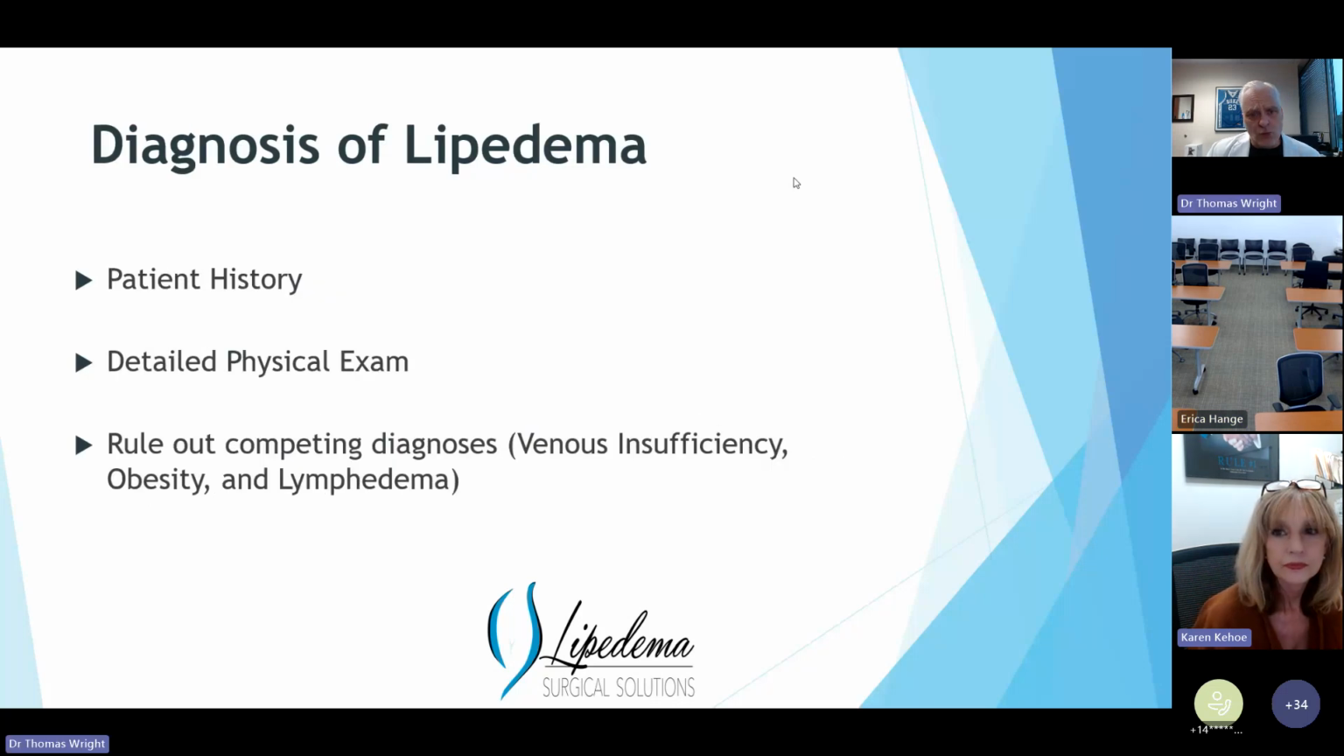So how do we diagnose it? How do we recognize lipedema? It has a patient history. It occurs almost exclusively in women. Onset is generally around hormonal changes, and it causes the pain and swelling that I just discussed. Then we do a detailed physical exam, and we rule out competing diagnoses, because there are other things that can cause swollen and tender legs.